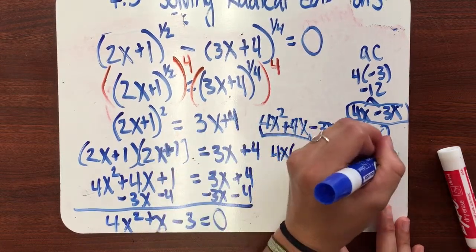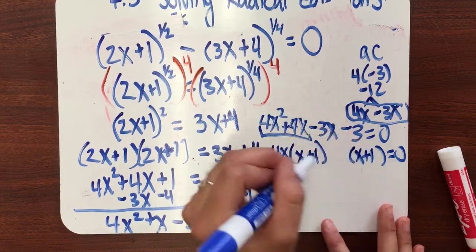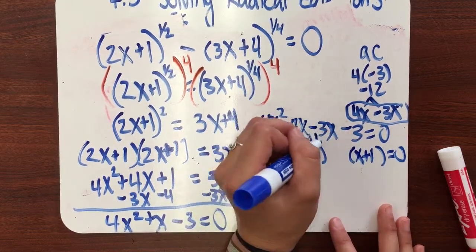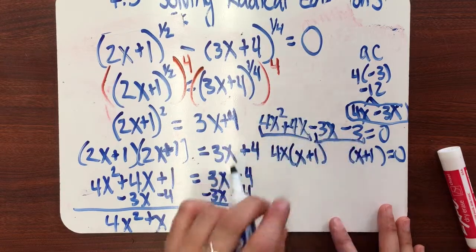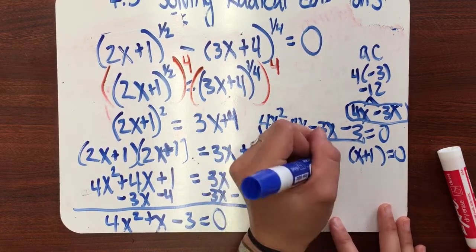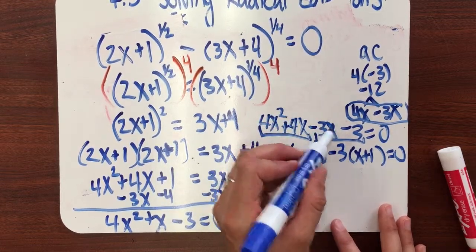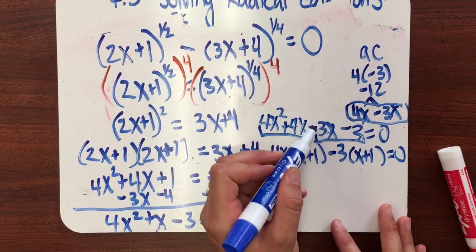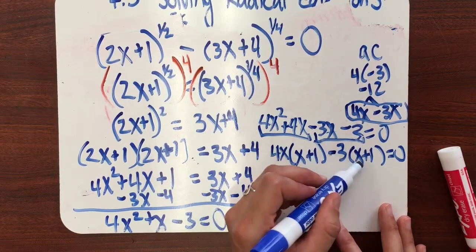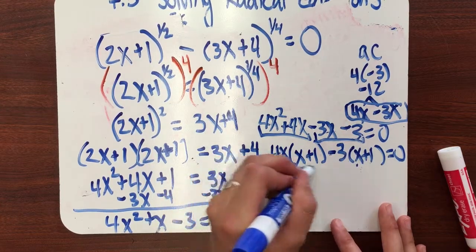I know I have to be left with the same binomial here, so I'm going to just rewrite my x plus 1. So I say, what can I take out from negative 3x minus 3 in order to have x plus 1 left over? That's going to be a negative 3, and you can check it by dividing each term by negative 3 here. Negative 3x divided by negative 3 is x. Negative 3 divided by negative 3 is a 1.